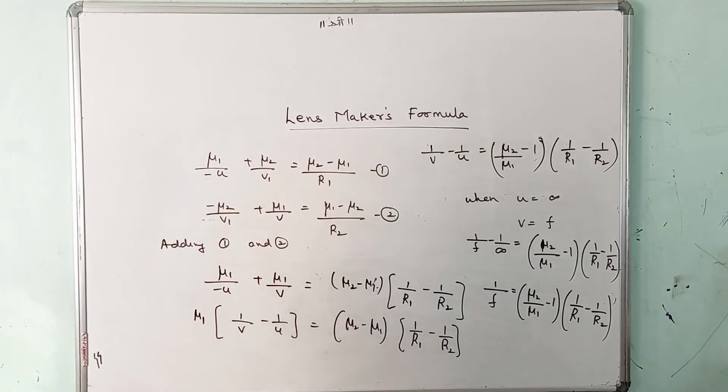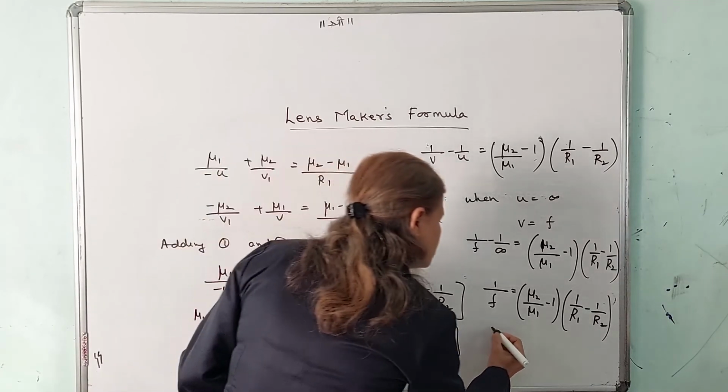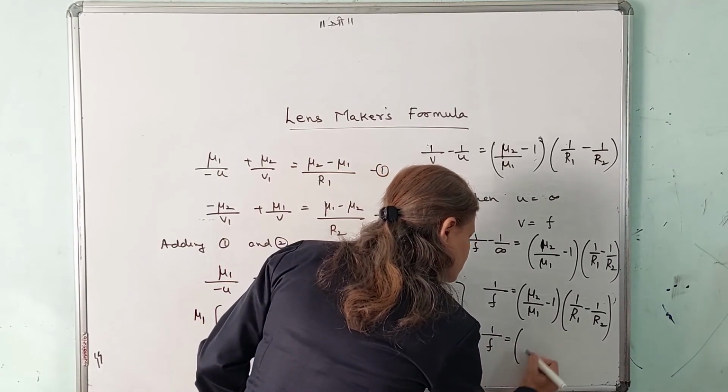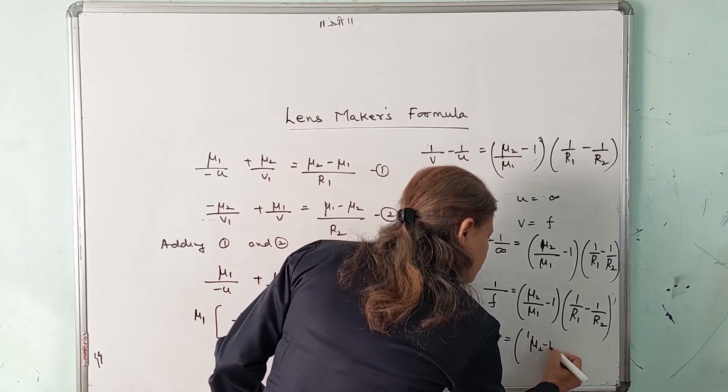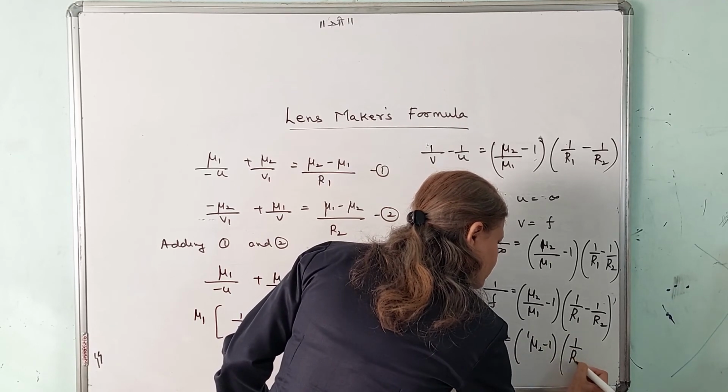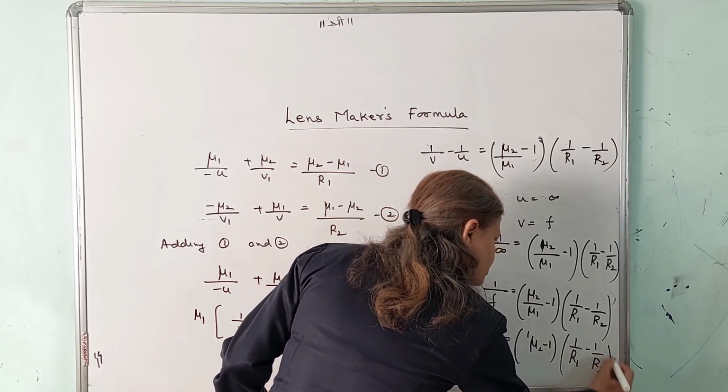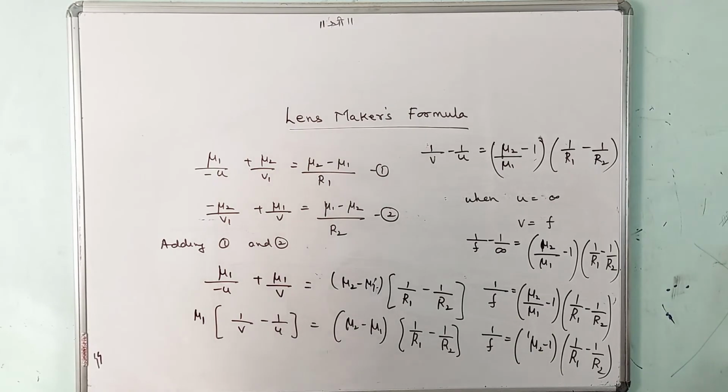Now mu2 by mu1, you know that it is the refractive index of 2 with respect to 1. This is the surrounding medium. So 1 by f equals mu21 minus 1, 1 by r1 minus 1 by r2. This is the lens maker's formula.